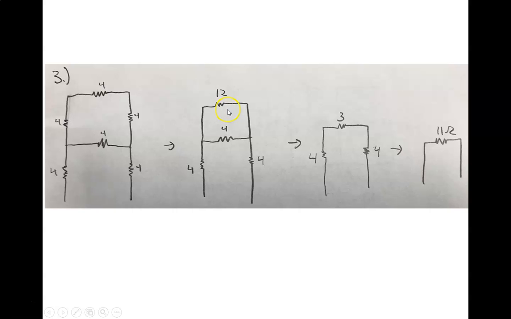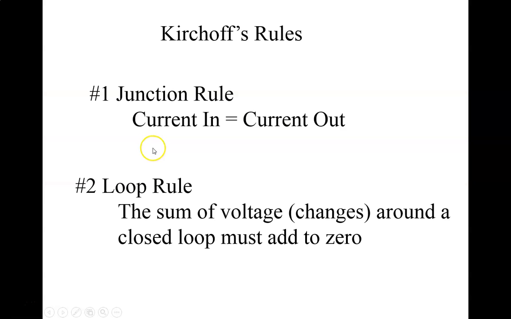So I can collapse these using the parallel circuit rule and get a 3 ohm resistor. And now I've got this circuit here where I've got 3 resistors in series. And then I've got an equivalent resistance of 11 ohms. So the equivalent resistance of all of these is just an 11 ohm resistor. Okay? So that's how the game is played.